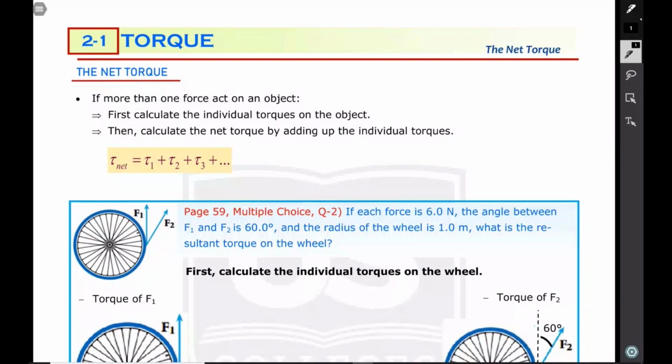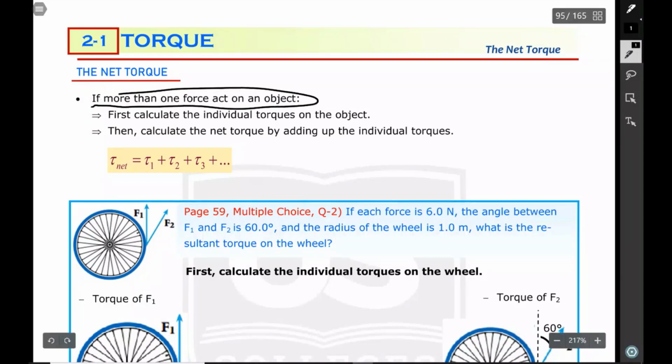So you should first calculate the torque of individual forces. If more than one force acts on an object, you need to calculate the net torque. It's similar to dynamics last year. If more than one force acts on an object, you calculate the net force, the resultant force. It's going to be in the same way.